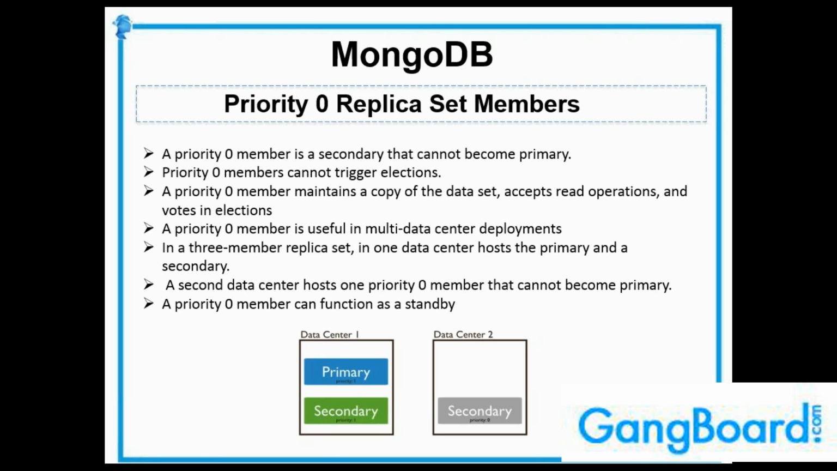in a different data center. If that node becomes a primary, then the application needs to travel a lot in the network. For any reason, if you want that node to never become a primary, you can set the priority as 0. This is one thing.